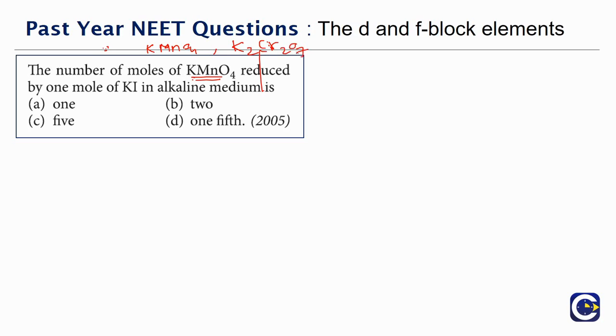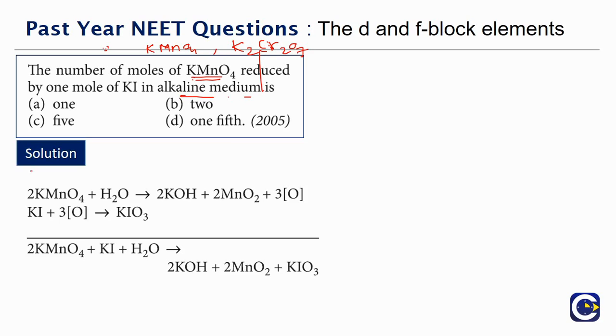The number of moles of KMnO4 reduced by 1 mole of KI in the alkaline medium. See, in alkaline medium, the Mn will change from +7 state to +4 state. Acidic medium means it will change from +7 to +2. So the MnO4 minus ion will become manganese oxide. It will become MnO2.